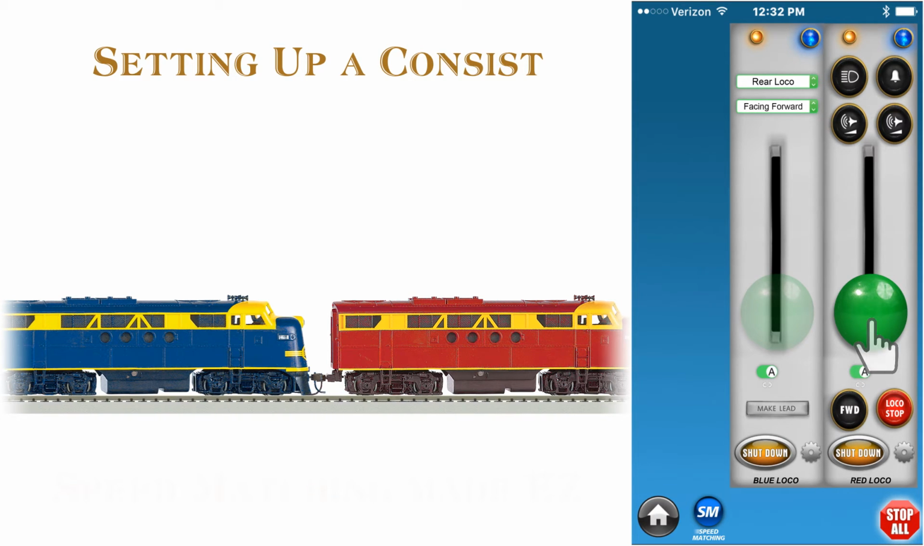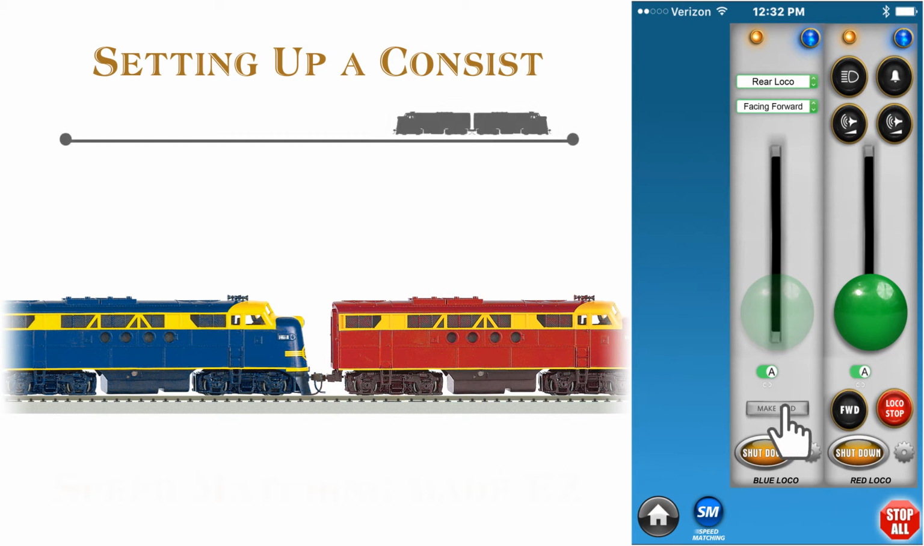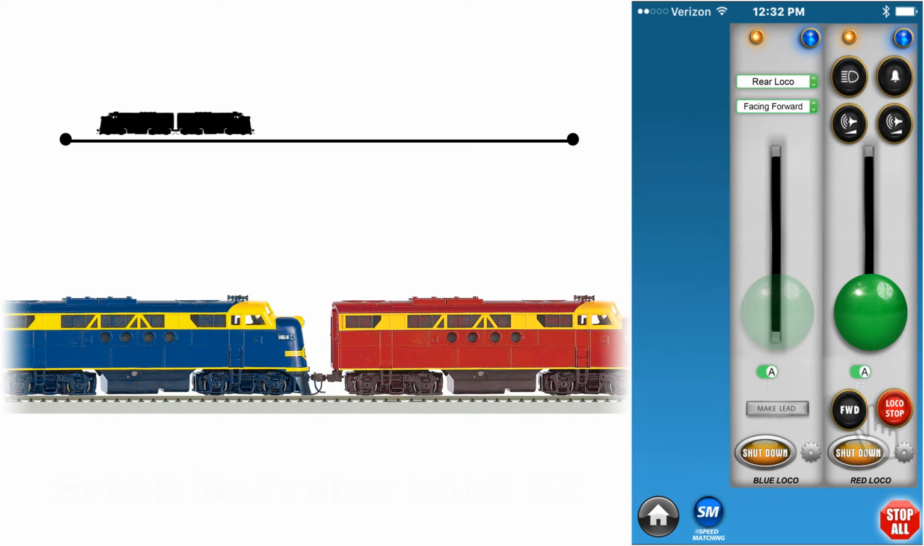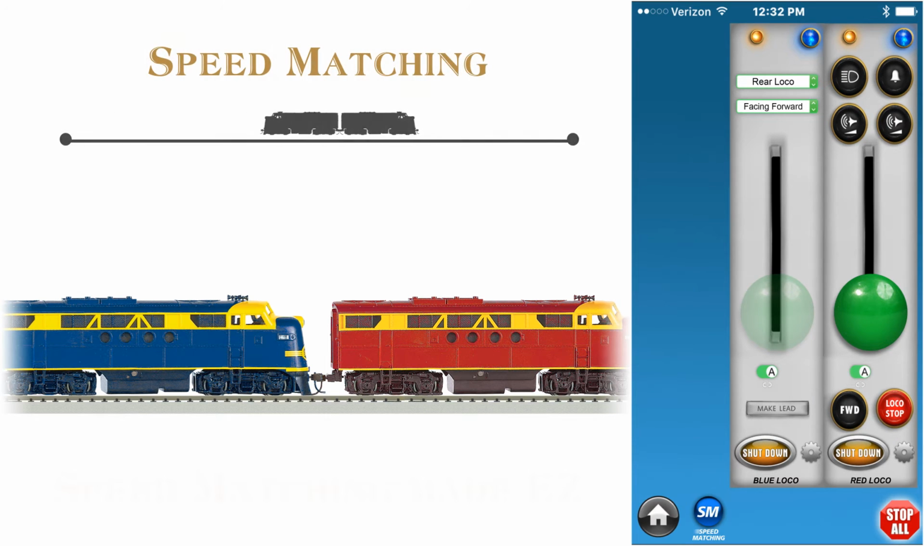It's that simple. You'll also notice the rear loco has a Make Lead button. This is great if you have a point-to-point lane. You've reached the end of the line, you can convert your rear loco into the lead loco for your trip back. Okay, how about speed matching?